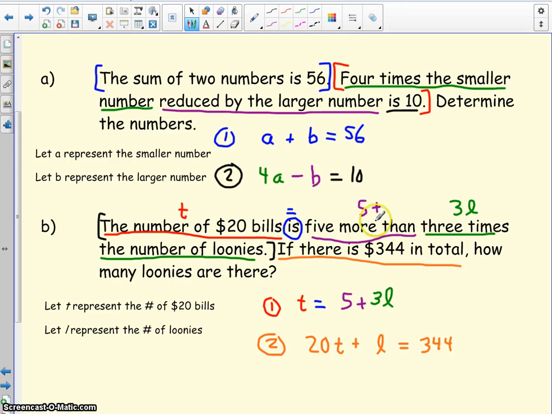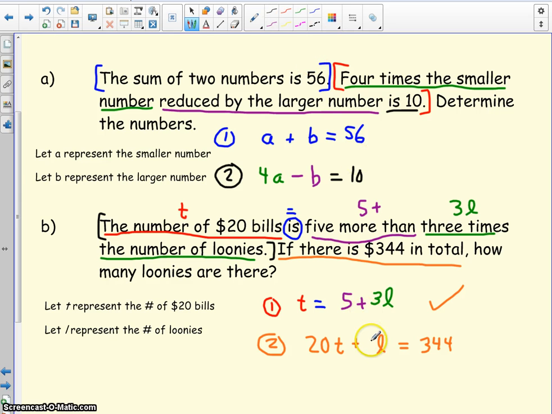5 more than means 5 plus, so plus 5 to something. And then 3 times the number of loonies. The number of loonies I called L, so 3 times that will be 3L. So T equals 5 plus 3L, or you can write 3L plus 5. That gives me my first equation. My second equation says there's $344 in total. Using the total value of $344, I know each $20 bill is worth $20, and I know each loonie is worth $1.